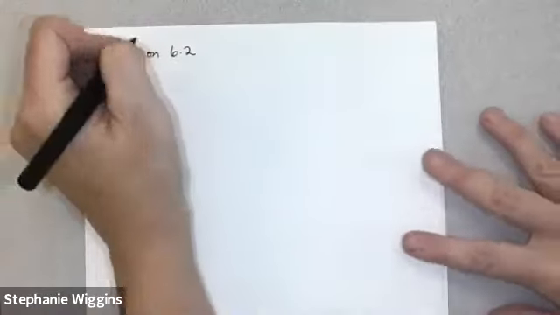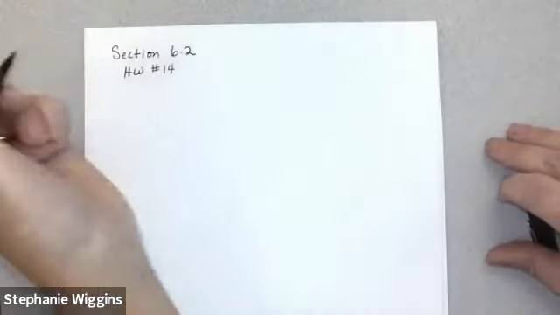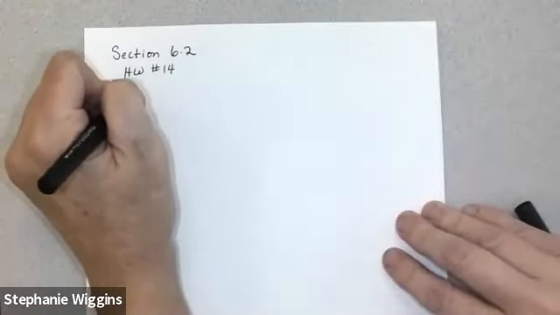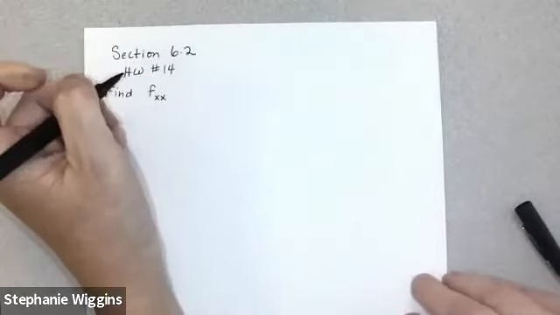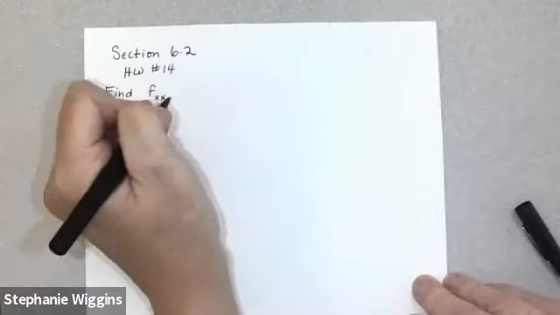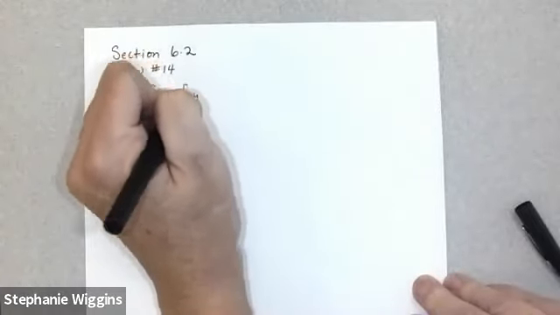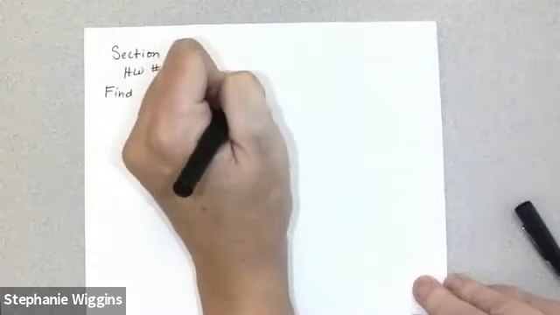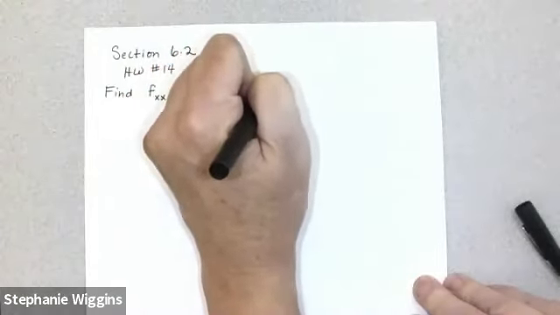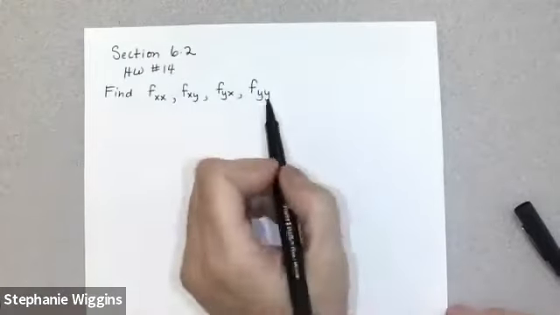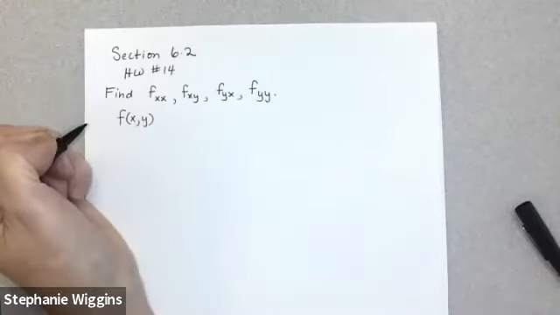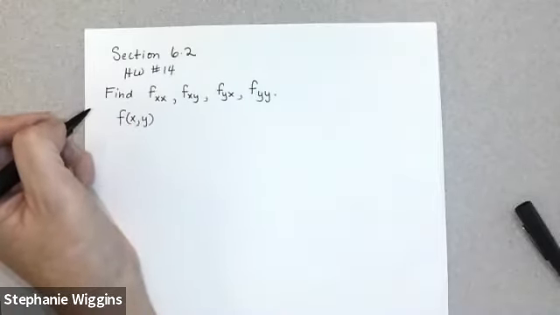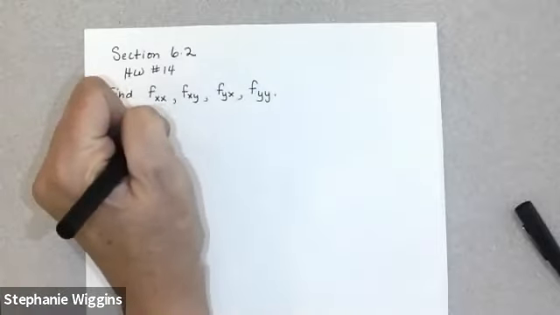All right, this is like homework problem number 14. And we are asked to find fxx, fxy, fyx, and fyy. Now let me refresh your memory on these. The function that we're given here is a function in two variables, and it's 3y ln x.